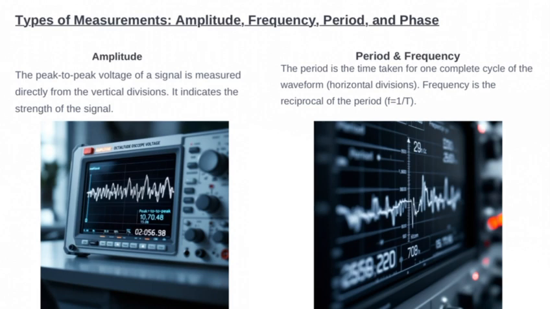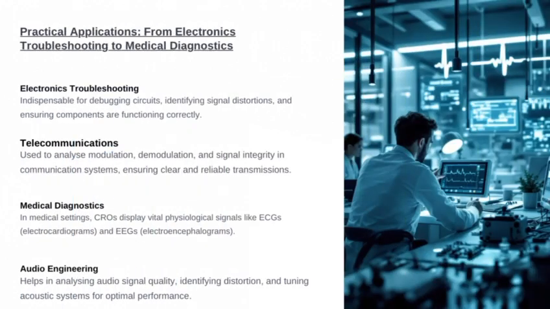Using a CRO, several important electrical quantities can be measured. These include the amplitude of the signal, which is the vertical height of the waveform and represents voltage. The time period of one complete cycle can be measured from the horizontal length of the wave. From the time period, the frequency can be calculated. Phase difference between two signals and DC offset can also be studied using the CRO.